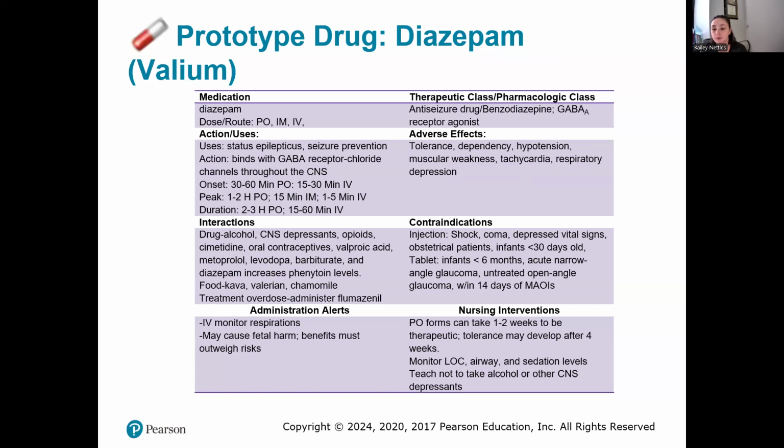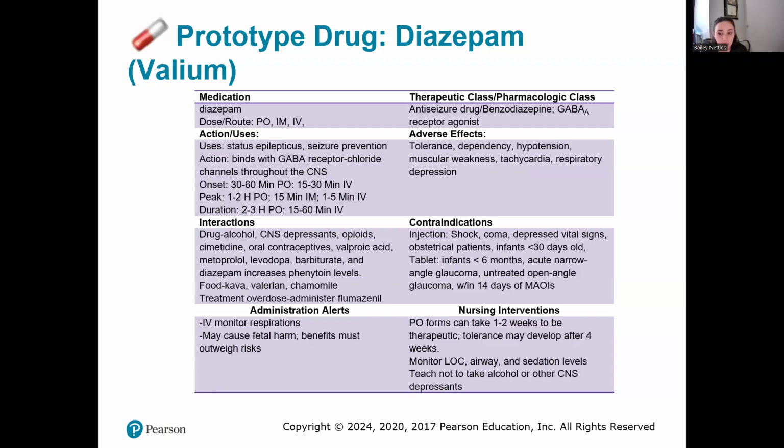If you're giving it IV, you need to make sure you have all vital signs monitored: heart rate, blood pressure, respirations, oxygen saturation, not so much temperature, but all of the other ones, okay? Super important, especially with our IV, because it works really fast, and you can have really bad side effects really fast, okay?